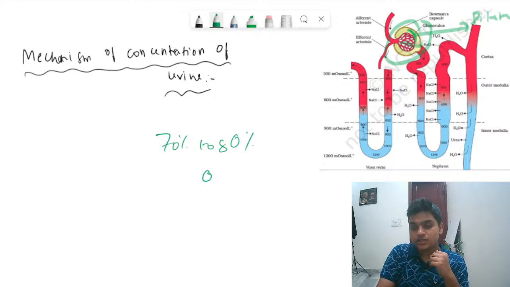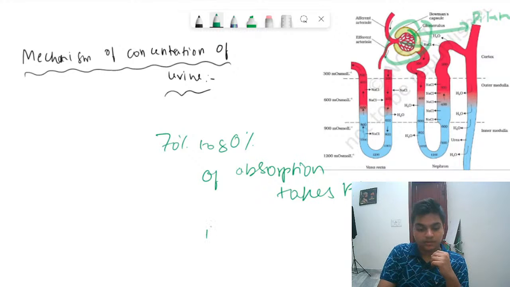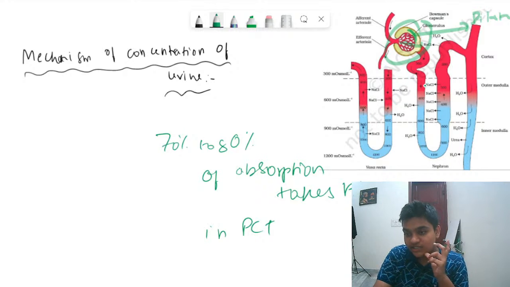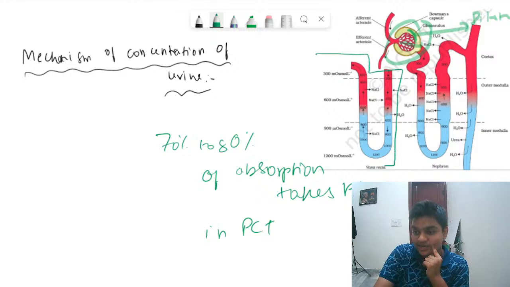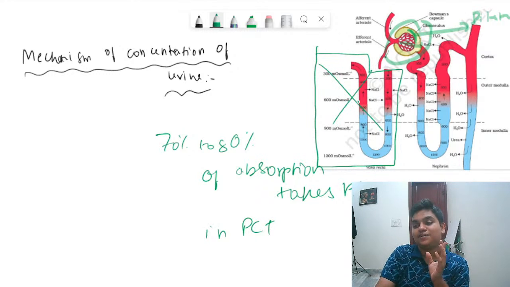absorption takes place in PCT. Now water is being reabsorbed. This is your flow of urine, guys. Please remember the flow of urine, not blood. This vasa recta is concerned with the blood. Please do not keep this vasa recta in your mind now. Remove this vasa recta from your mind. We will be coming to that after a little while.